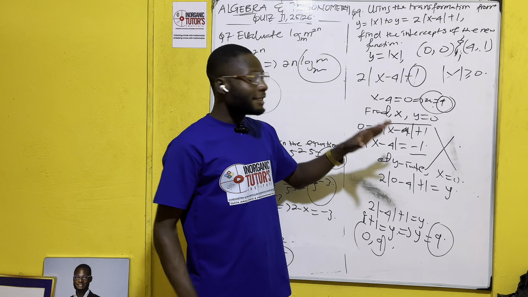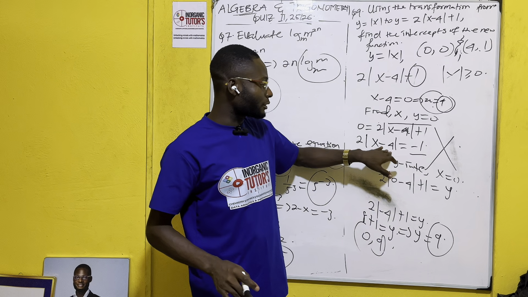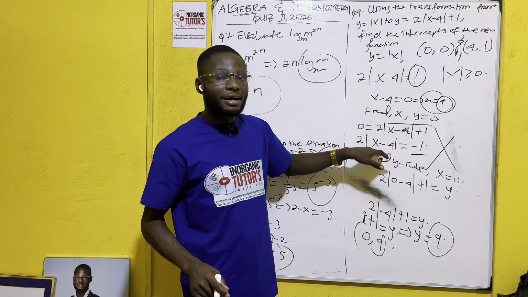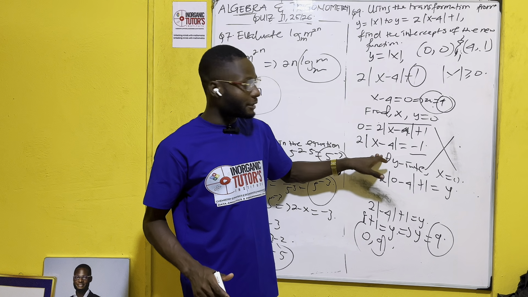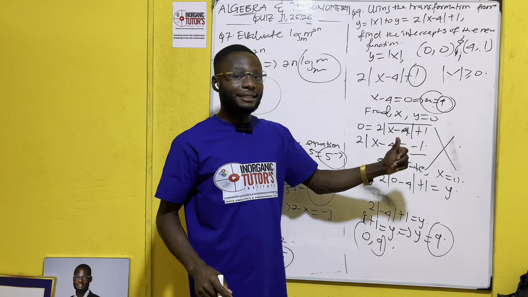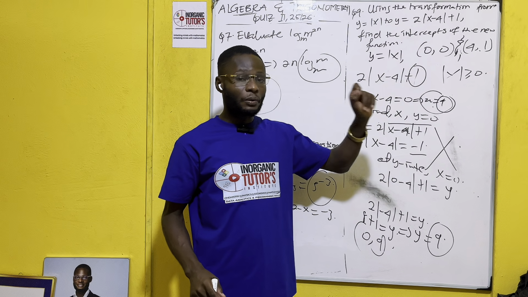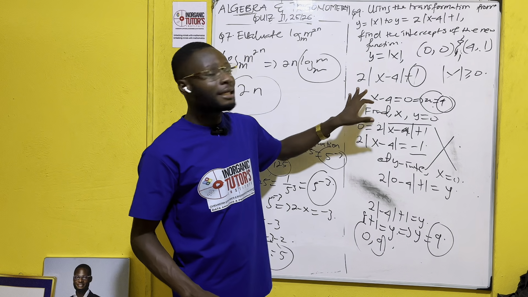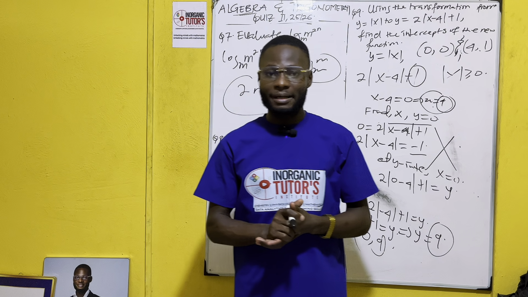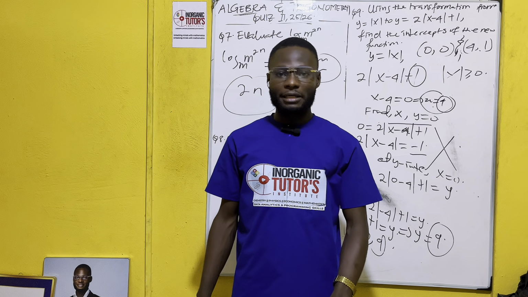There was no x-intercept because the transformation does not satisfy the absolute value property. It is impossible at the x-intercept, but at the y-intercept we had (0, 9). So that is question number 9. Let's quickly move on to questions number 10, 11, and 12.